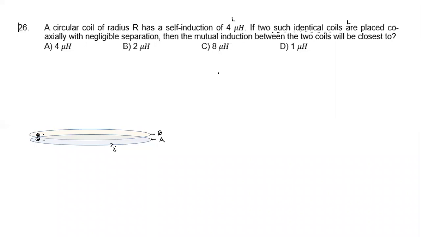The second way to understand mutual induction: we write M as K times root of L1 L2, and it depends on to what extent the field lines created by the first coil are passing through the second coil. If all the field lines created by the first coil pass through the second coil, which we call the flux being completely linked, K is equal to 1. So if K is equal to 1, with both self-inductances being equal, I substitute and it becomes root of L square, which is equal to L. So mutual induction, both ways you can understand, is the same as the value of L, and this is the correct option.